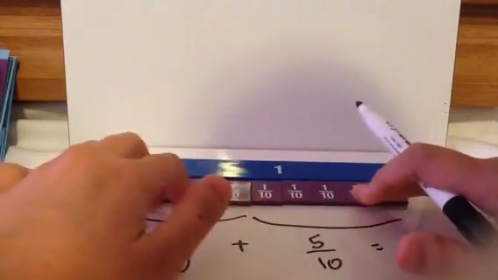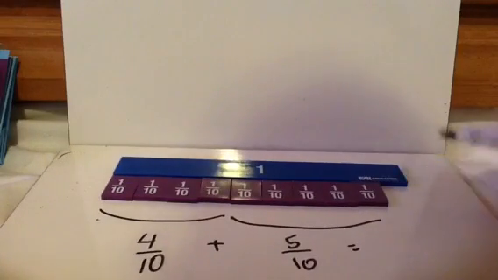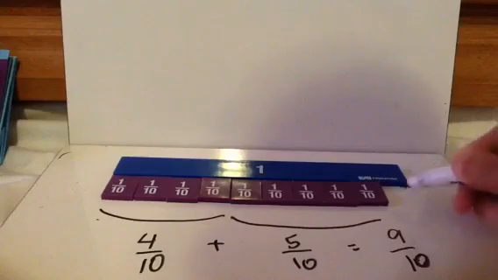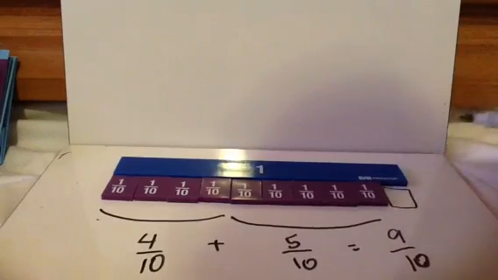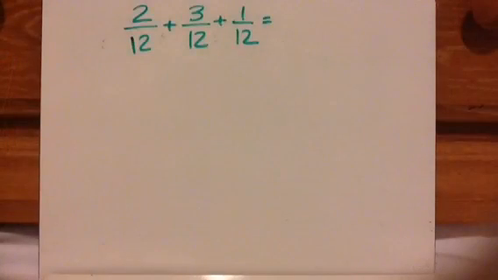And you always have it with a one whole above it, just so you can see that you almost have one whole. 9 out of 10 pieces, so you're just missing one piece. So if you look at it from another way, you can do that. Okay, let's look at one more example.